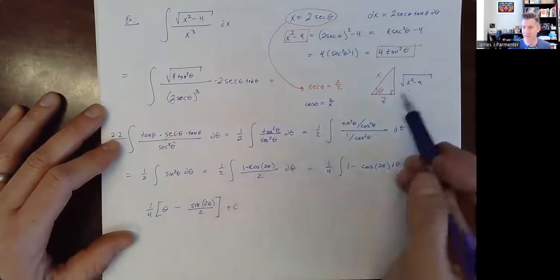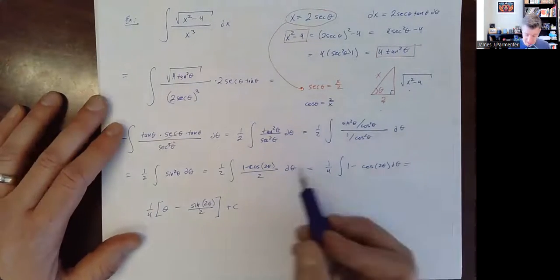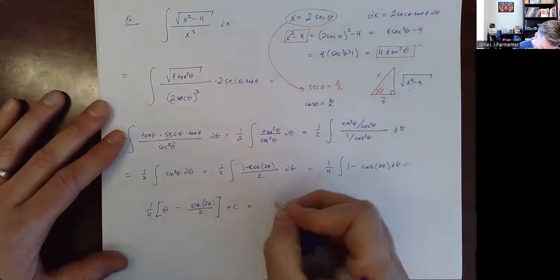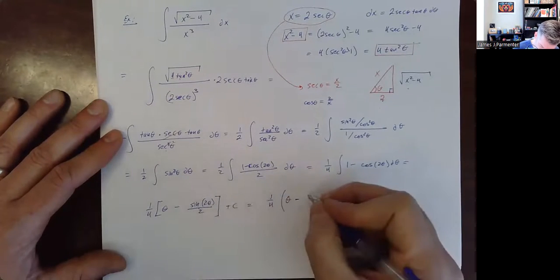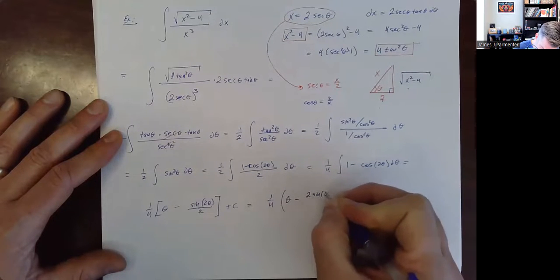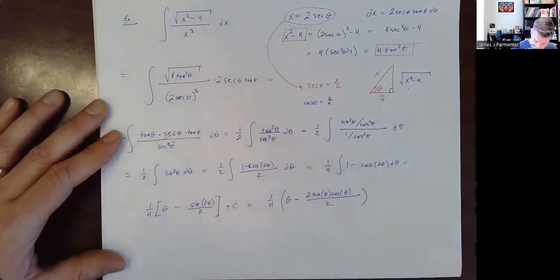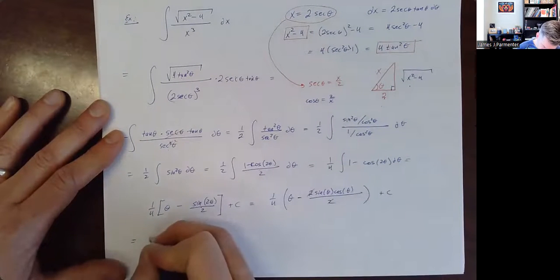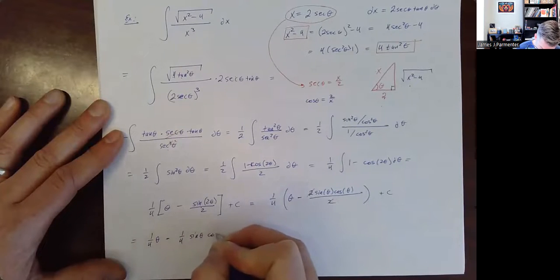But I don't have 2 theta. That's a problem. So the thing is, when you have sine of 2 theta, which sometimes happens, especially with this identity comes up fairly often, you have to use the double angle formula for sine. So it's going to equal 1/4 of theta minus sine of 2 theta is equal to 2 sine of theta times cosine of theta. And then I can cancel those 2's. So I'm going to multiply out the 1/4 and get 1/4 theta minus 1/4 sine of theta cosine of theta plus c.